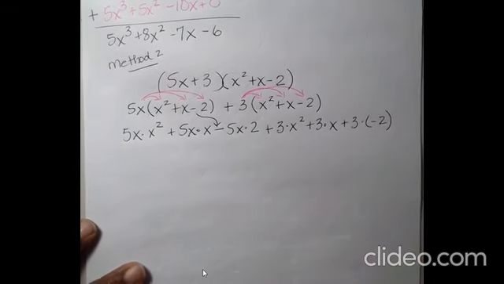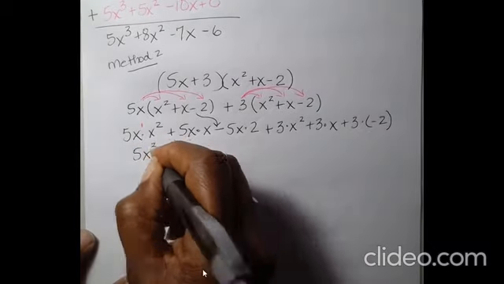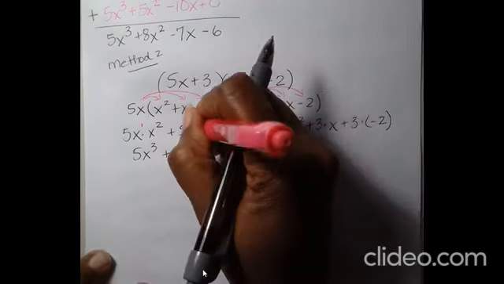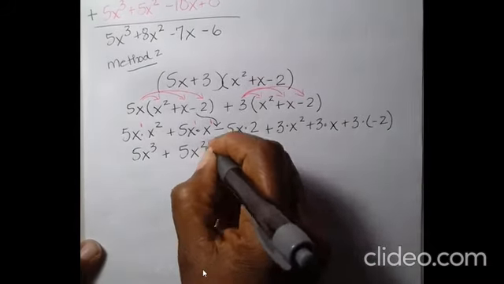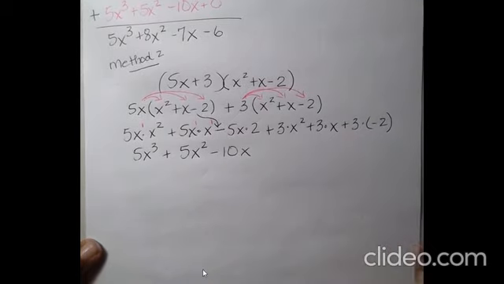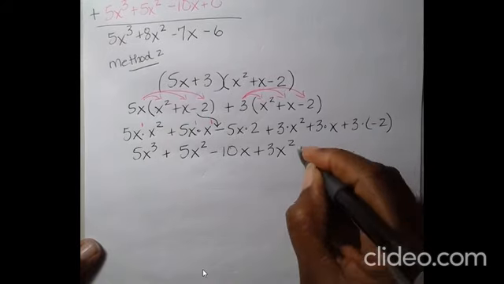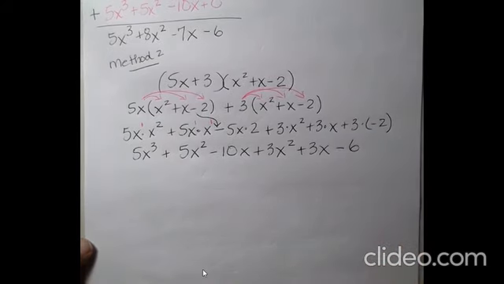Now we can do our multiplications. Well, there's an invisible exponent of 1 here. Using our product rule, this becomes 5x cubed. 1 plus 2 is 3. Plus, remember that there's an invisible 1 up here and here. So this is 5x squared. Negative 5x times 2 is negative 10x. Plus 3x squared. Plus 3x. Plus 3 times negative 2 is negative 6.